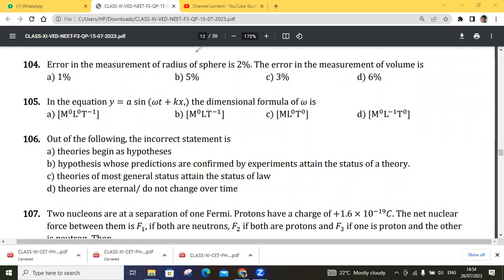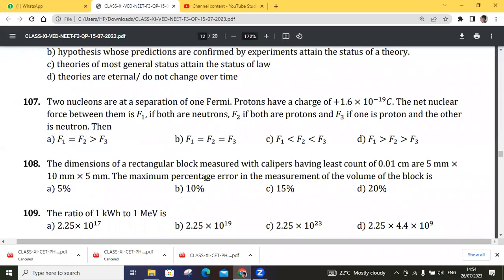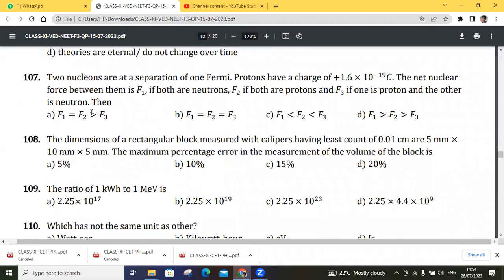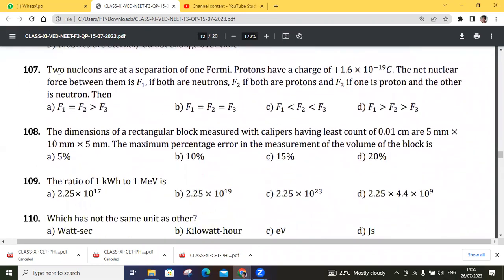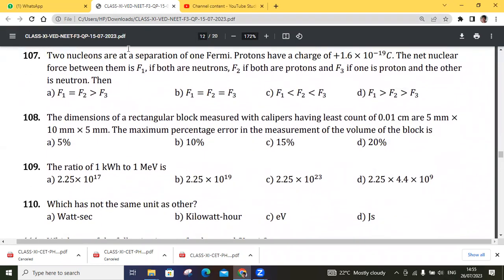So that's why we should not form opinions arbitrarily. Opinion should be based on some evidence, some authority. So option D is the correct answer. Then 107.